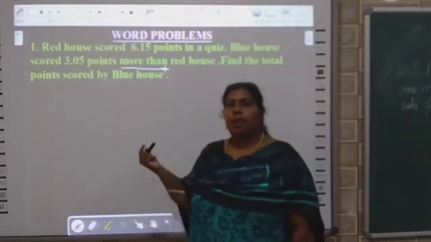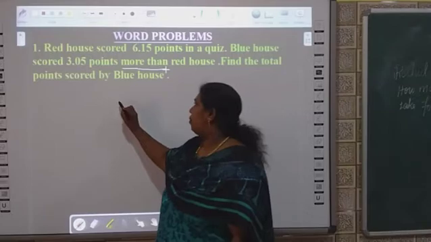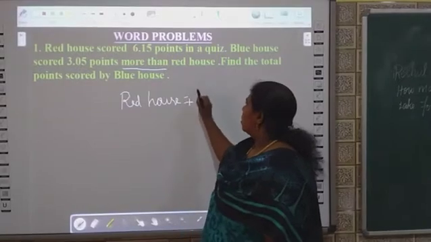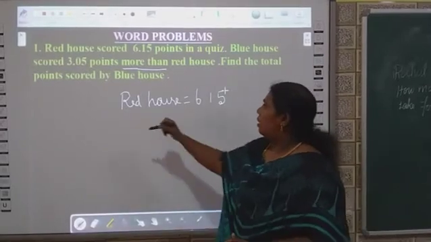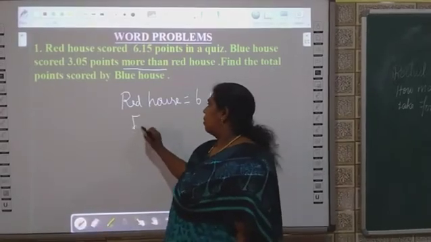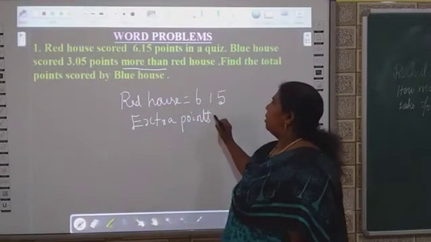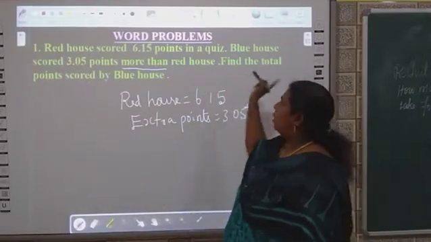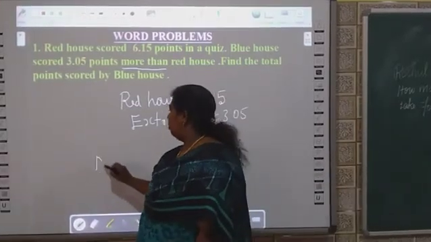Yes. First what we have to write? First we have to write the number of points scored in Red House. Number of points scored in Red House how much? 6.15 points, isn't it? 6.15. Then number of extra points scored in Blue House. How much extra points? Extra point is how much? 3.05. So what we want to find? We want to find the total number of points in Blue House.